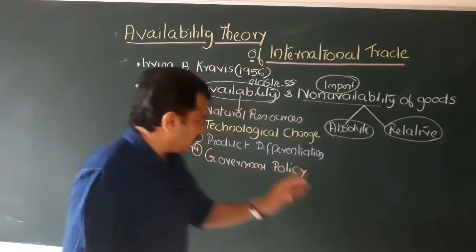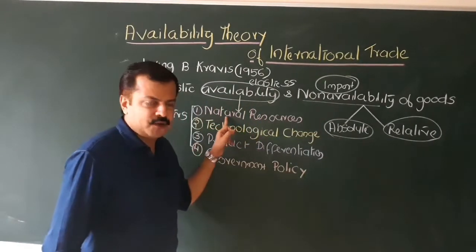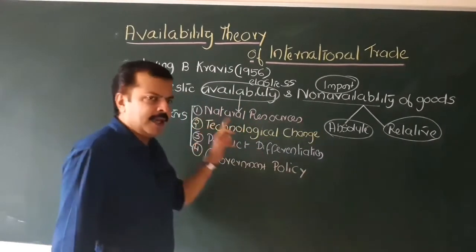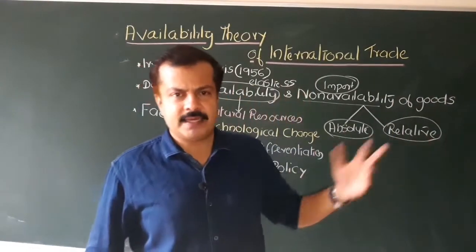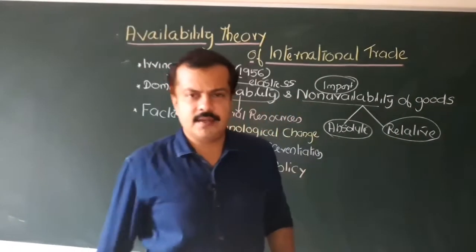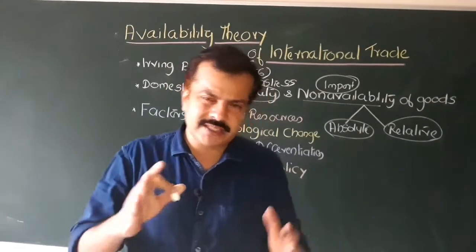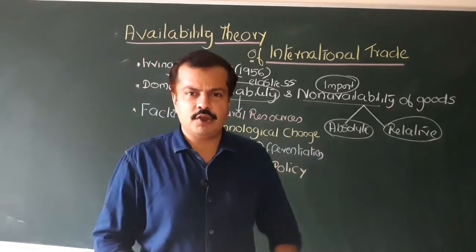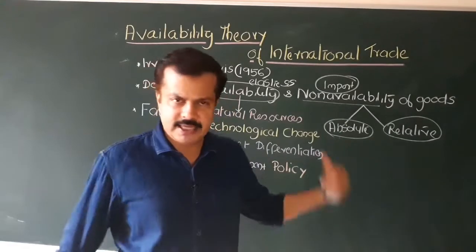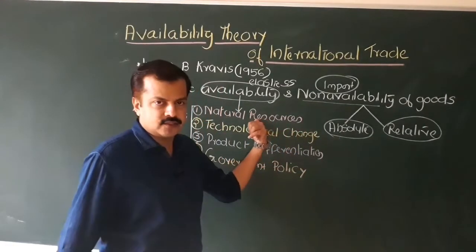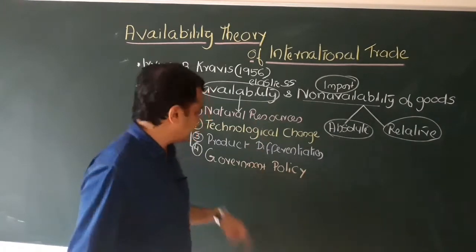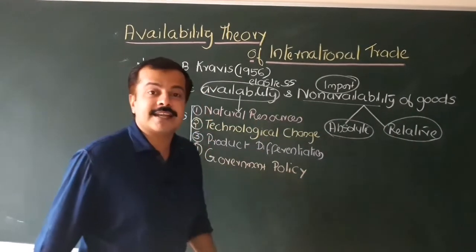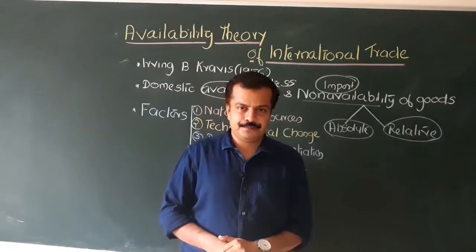So the first factor that influences availability is more or less the same as in our earlier theories of comparative advantage, the factor endowment approach, or the Heckscher Ohlin theory. There is no essential difference between the argument of Kravis and Heckscher Ohlin as far as the first one, natural resources, is concerned. But changes will happen when we move on to the second one, which is technological change.